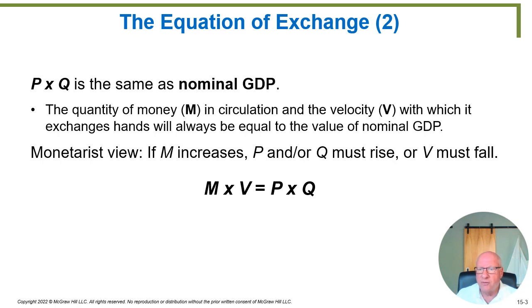And so if this formula is correct, then we're going to find out there's going to be a connection between the M, which is the money supply, which is under the control of the Federal Reserve System, and the rest of the economy.